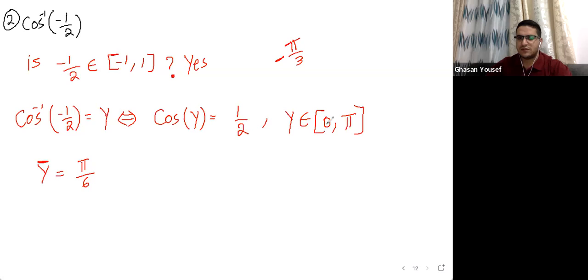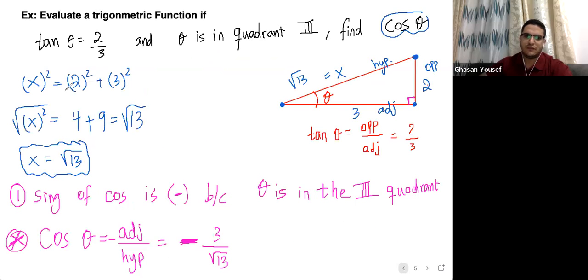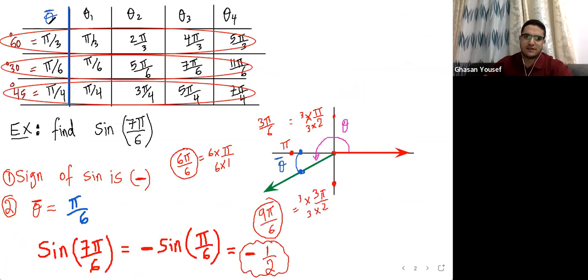Now, because the angle is between 0 and pi, I'm looking for the angle. The reference angle is pi over 6, right? But because we have a minus here, this means the angle must be in the second quadrant. So go back to the table of the reference. The second quadrant is where the cosine will be negative. So the angle must be 5 pi over 6.